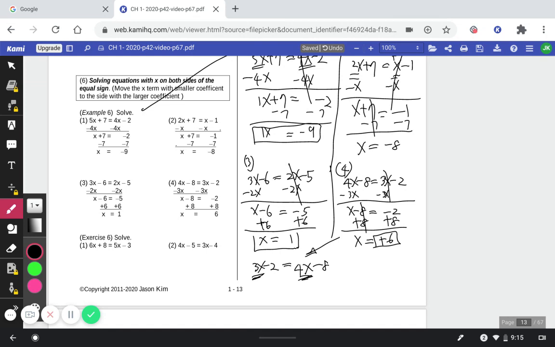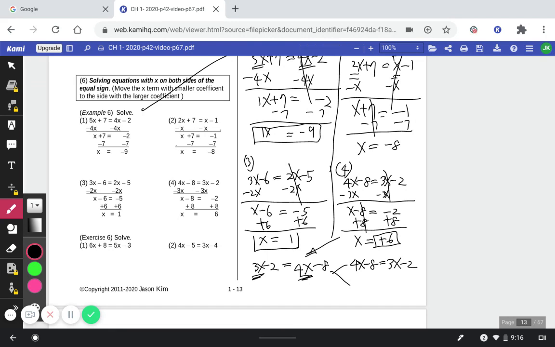Obviously 4x is bigger and the 3x is smaller. So there are two ways of doing it. One way is, hey, switch the whole thing. Make it 4x minus 8 on the left side and 3x minus 2 on the right side. So in that way, you always have a larger x on the left side and always a smaller x on the right side. So that's one way of doing it.